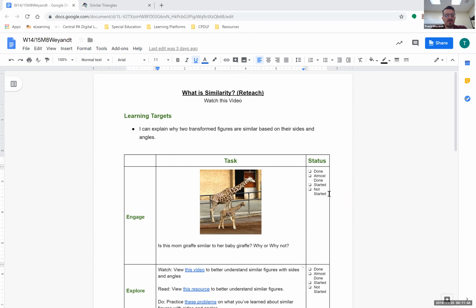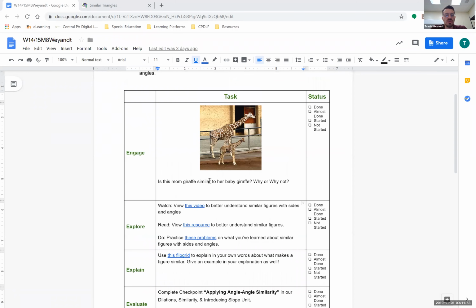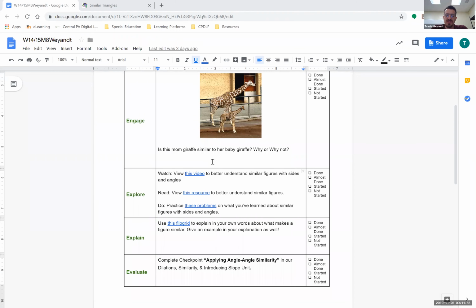So again, the sections in here have the same wordage we've been using all year: engage, explore, explain, and so on. So some of this will change. The engage section looks a little different, to have you look at a picture and just tell me basically why they are similar or not. The explore section, again, has different resources from the previous lesson. I'm giving you some additional, maybe a little bit more basic resources to get you to understand the idea of similarity.